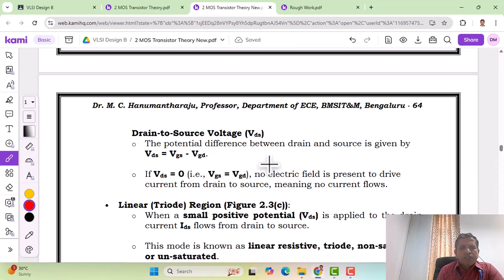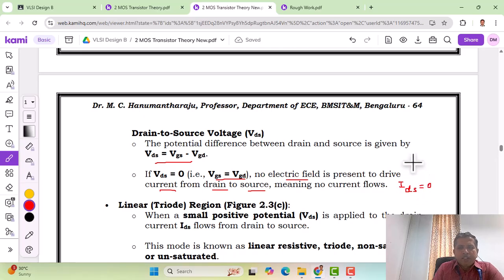Next, let us see here. In this case, as we said already, the drain to source voltage relationship we derived in the previous video: the potential difference between the drain and source is given by VDS equals VGS minus VGD. If VDS is going to be 0, then VGS is equal to VGD. There is no electric field present to drive the current from drain to source. So the current flow from drain to source is going to be 0, which shows that IDS equals 0.